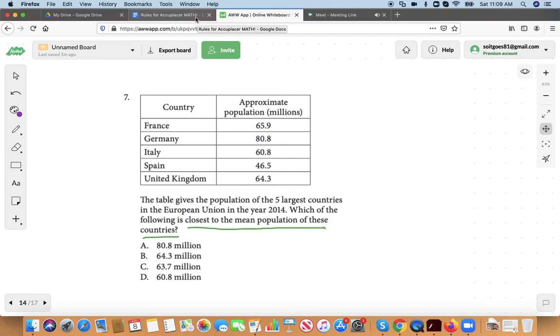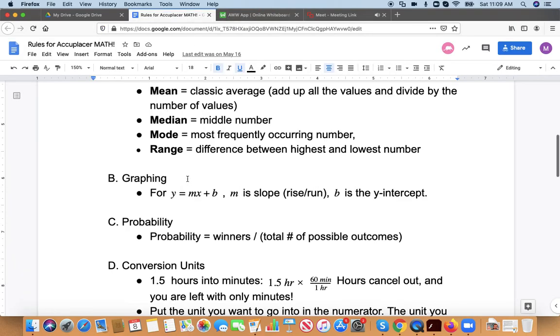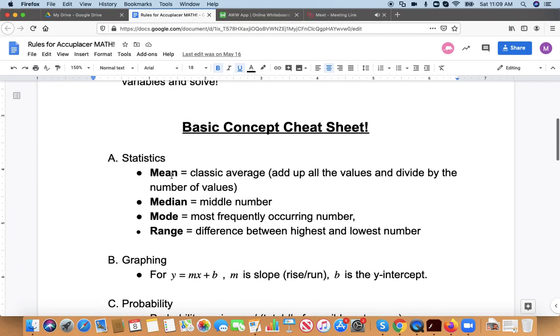Oh, that's funny. Here, look, it's right here on the basic concept cheat sheet. Here we go. Just in case you need a refresher. Basic concept: statistics. Mean is classic average. Do you see that? Add up all the values and divide by the number of values. So if you want to know the average temperature over, like, 5 days, add up all the temperatures, divide by 5, and that'll tell you the average temperature. Does that make sense? Yes.